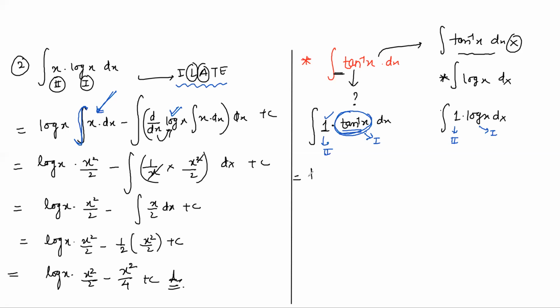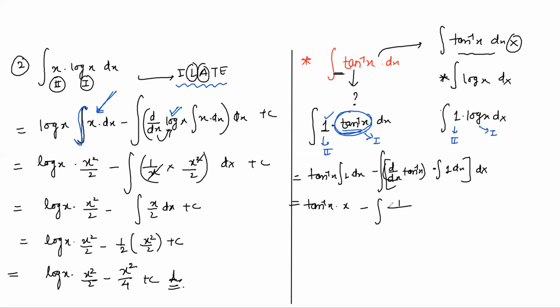See, first function, integration of 1 dx, minus d by dx of tan inverse x into integration of 1 dx, and whole integration. Okay, so this will be tan inverse x into x minus d by dx of tan inverse x will give you 1 upon 1 plus x square, and this is x only, and dx, its integration is x. So you can see it is x into tan inverse x, just write plus c constant, and minus it is x upon 1 plus x square dx plus c.